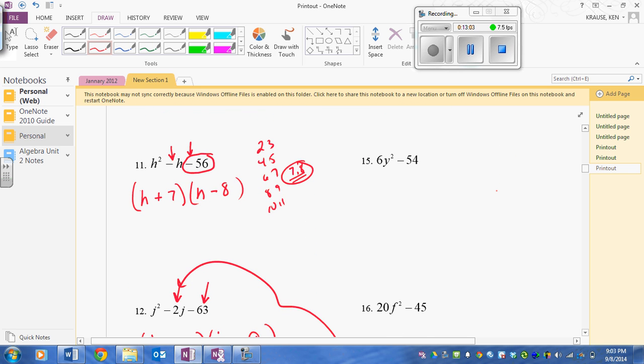Again, here we go, looking for GCFs. In this case, the GCF is 6. I'm left with y squared minus 9. Isn't this y times y right here? And 3 times 3, so we have a binomial. That's the difference of perfect squares. So what I need is y plus 3, y minus 3.